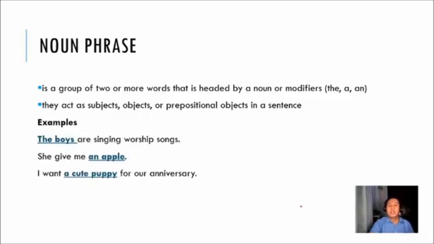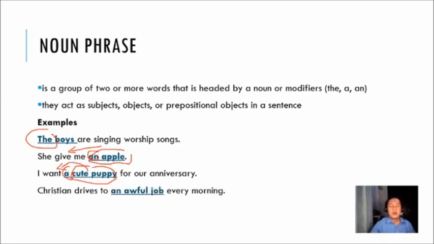So consider these examples. The boys are singing worship songs. Here the noun phrase is the boys, introduced by the article the. The second one: She gave me an apple. We have here the phrase an apple, introduced by the article an, and an apple is the object of the verb give. The third one: I want a cute puppy for our anniversary. Here a cute puppy is a noun phrase introduced by the article a, and it is the object of the verb want.